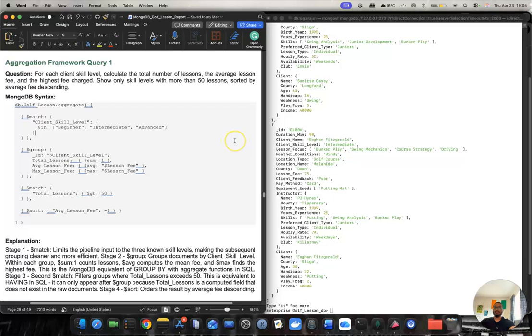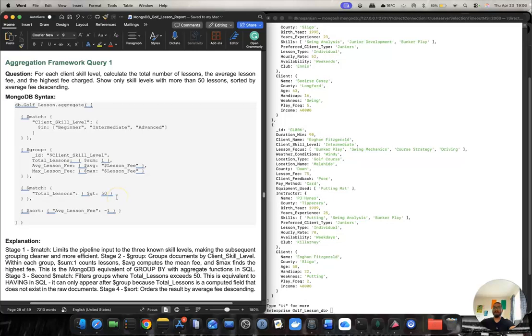Now this is the part I want to make sure is clear. I am adding a second match stage here, and this second match stage is filtering on total lessons. Think about that for a moment. Total lessons is a field that was computed in the previous group stage. It does not exist in any of the original 1,000 documents. It exists only because we just created it. This means this match filter has to come after the group stage. You cannot put this condition at the start of the pipeline.